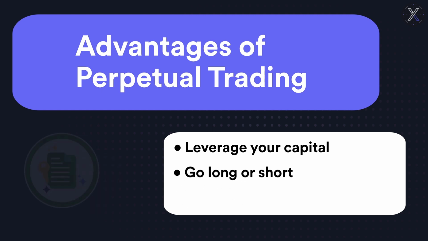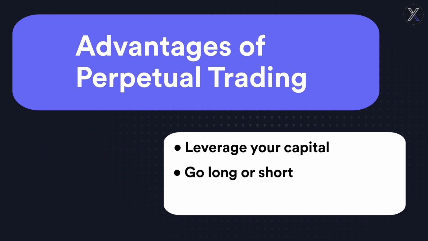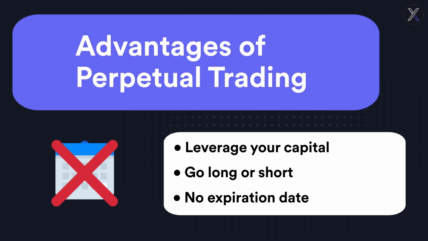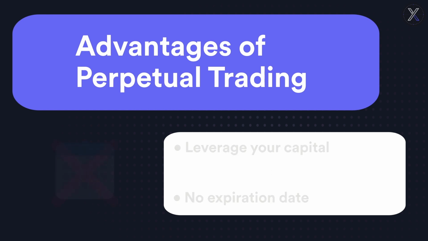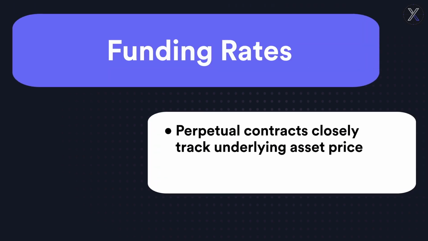Second, perpetuals allow you to go long or short on assets. A trader is able to make money by correctly predicting the price direction, up or down, of the underlying asset. And finally, unlike traditional options, perpetual contracts have no expiration date. Another key feature of perpetual contracts is their ability to closely track the price of the underlying asset. This is achieved through the funding rate.